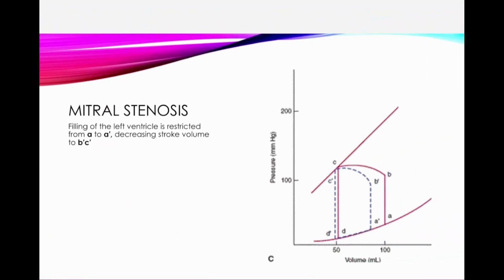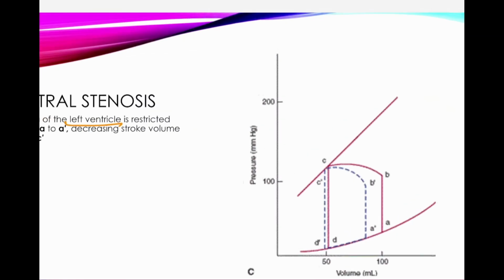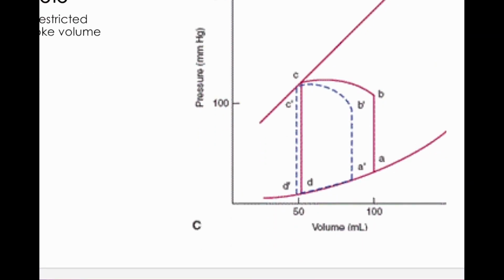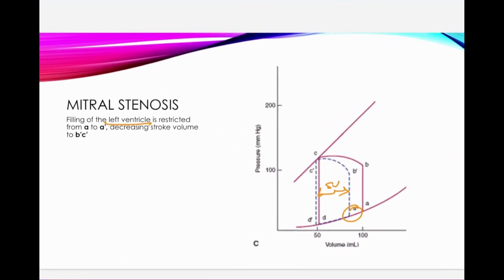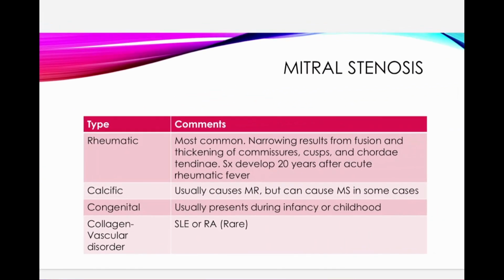Okay, our pressure volume curve, because the filling of the left ventricle is restricted, we change our preload. Just the preload, and obviously our stroke volume is going to get reduced because less blood is going into the ventricle due to a stenotic mitral valve. So less blood, less stroke volume.